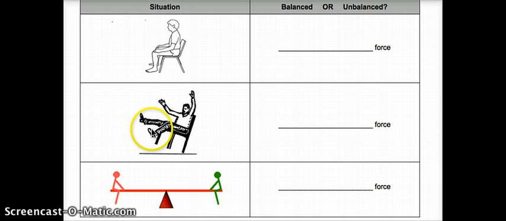For the next part, you have 3 different situations, and you need to decide if they show balanced or unbalanced force. The first one is a person sitting in a chair. The person sitting in a chair, is that balanced force or unbalanced force? Then a person is falling off the chair. Is that balanced force or unbalanced force? The last one is 2 people sitting on a teeter-totter. You need to decide if it's balanced or unbalanced force. Write your answers here. Press pause to do this. Press play when you're done.